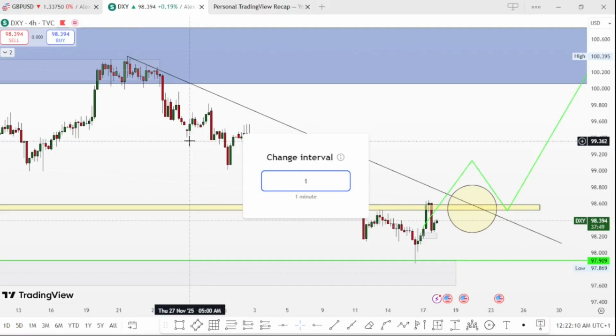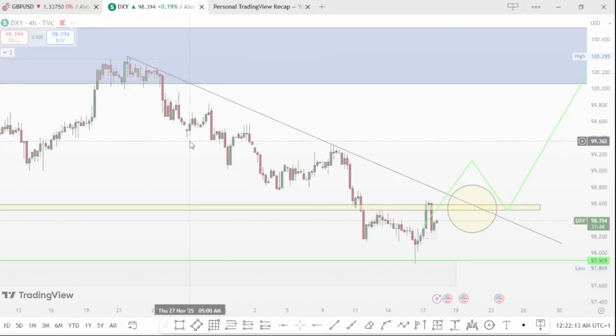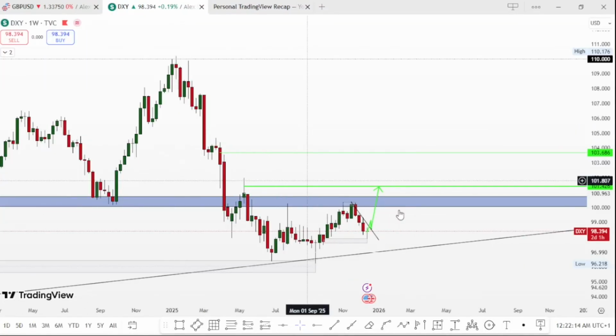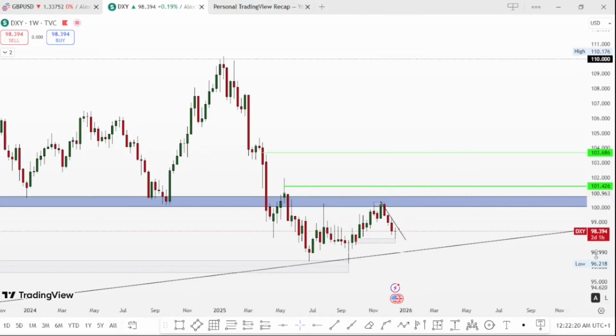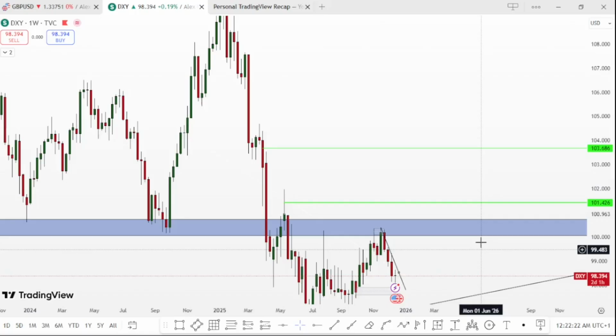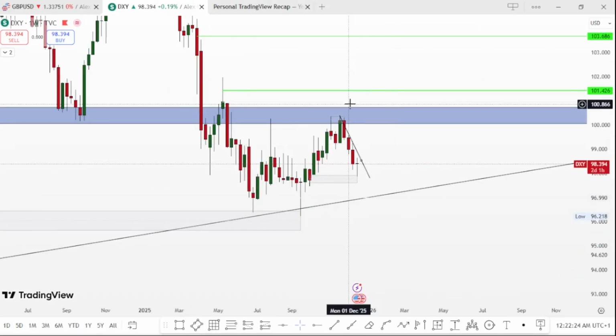Now, if you recall my last video, I also called the dollar shorts. I called the dollar short from this blue bar. I told you if the blue bar holds and fights price, if price fails to break this blue bar, it will drop to this region somewhere around here. This demand is aligning inside here as well.